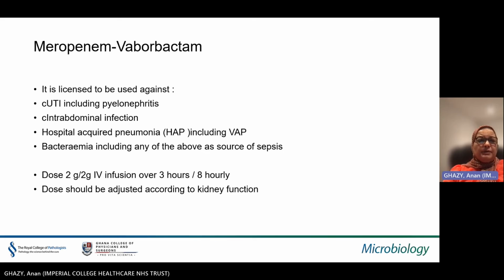It is licensed to be used against complicated urinary tract infection, including pyelonephritis, complicated intra-abdominal infection, hospital-acquired infection, including VAP, bacteremia, including any of the above as a source of infection. Dose is usually 2 gram meropenem with 2 gram vaborbactam infusion over 3 hours, given 8 hourly. And dose should be adjusted according to renal function.